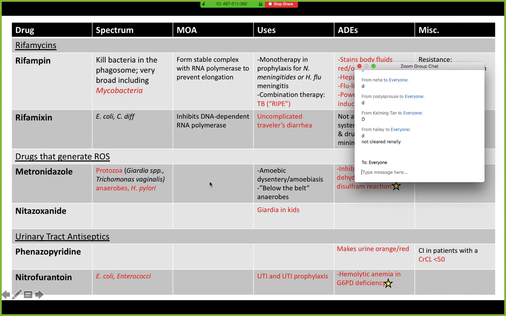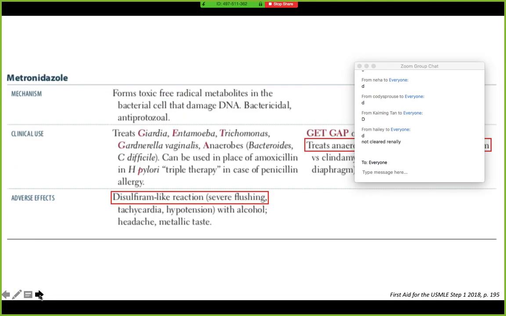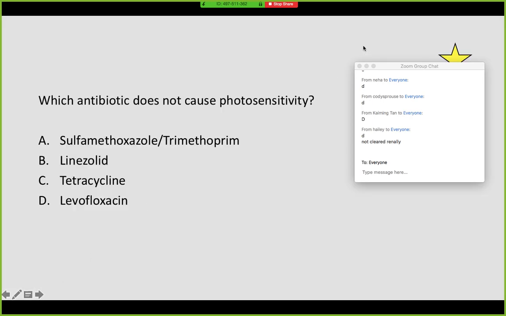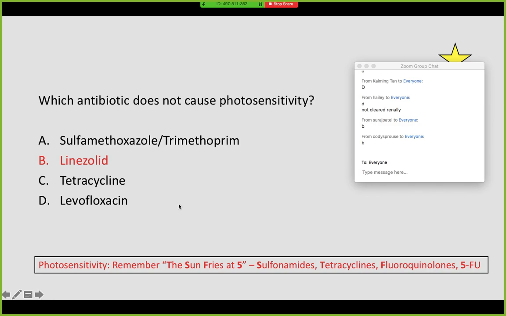So I'm just trying to give you guys the most high yield stuff, the stuff I'm pointing out. I don't want to just sit here and read this chart to you guys. Okay, and then I highlighted them here for you. All right, so one more question. Which antibiotic does not cause photosensitivity? Great, good job. So linezolid.